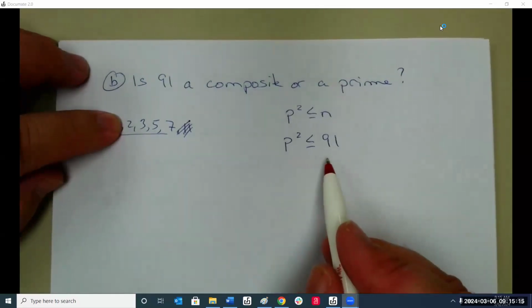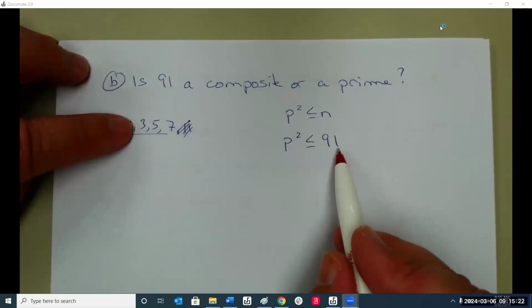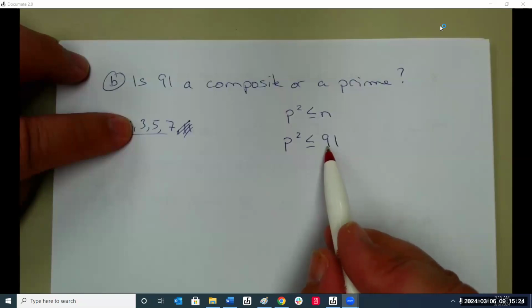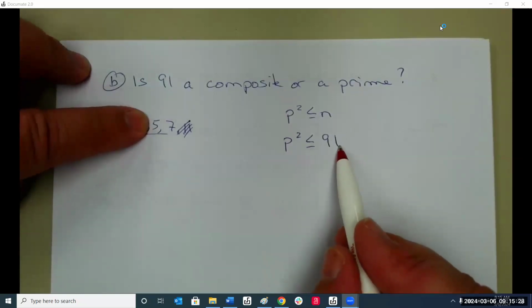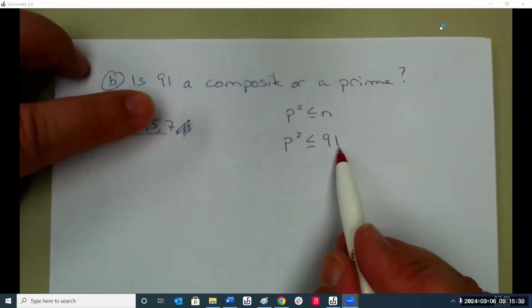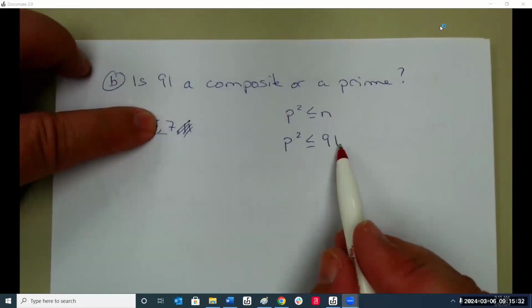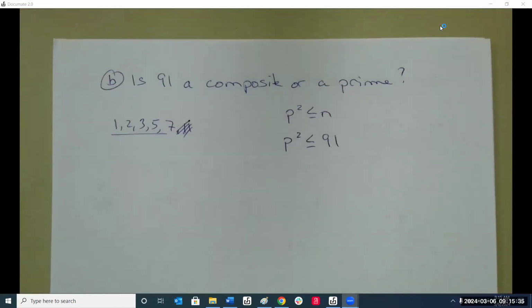Is 2 divisible in there? No, because it doesn't end in an even number or 0. Is 3? No. 9 plus 1 is 10. That's not divisible by 3. Is 5? No, because it doesn't end in a 5 or a 0. How about 7? Where's my sheet? Let's figure out 7.